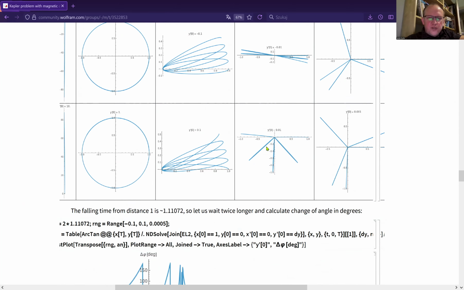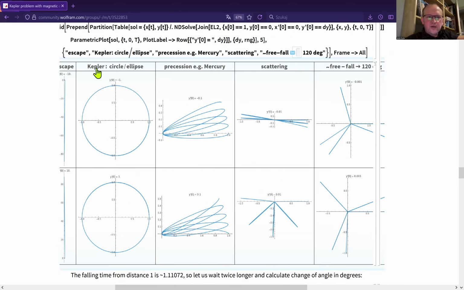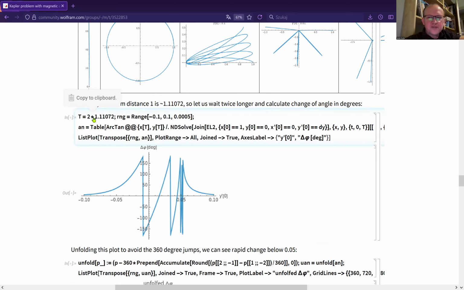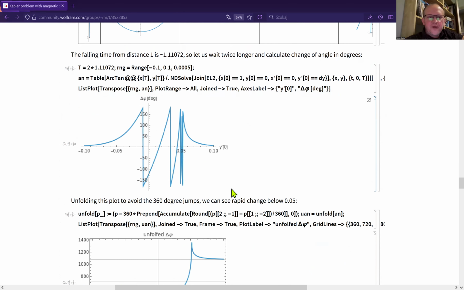So to understand this behavior, let's take a look at this dependence on this derivative. What is the change of angle? Here we wait two times this falling time, this quantization time for scattering. So let's wait twice this time and calculate the final angle, if you start with 0. So this is the change of angle now. Here is this x prime as previously, and we can see that for 0 we have this minus 120 degrees as we expect.